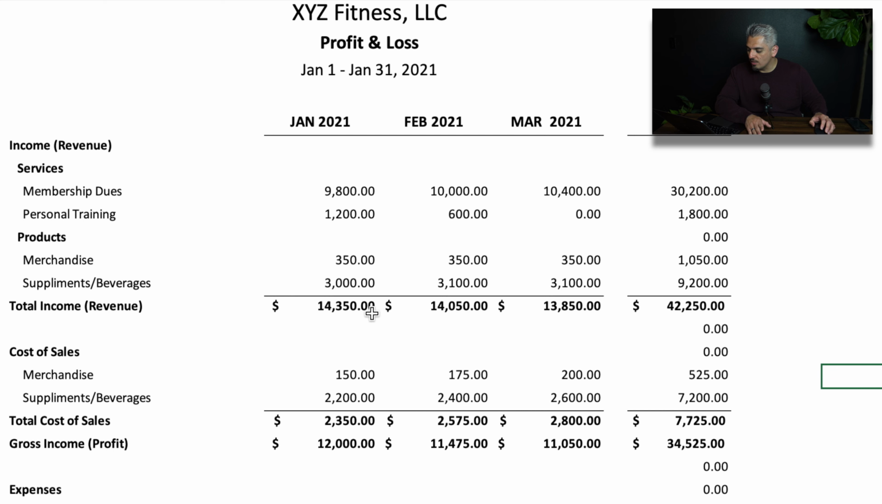And lastly, you see their total income and revenue here, and it's a slow decline, but it's definitely something we should be looking at. And of course, you can see here that this decline is primarily driven by personal training. Even though their membership dues are growing, this personal training is really bringing it down.